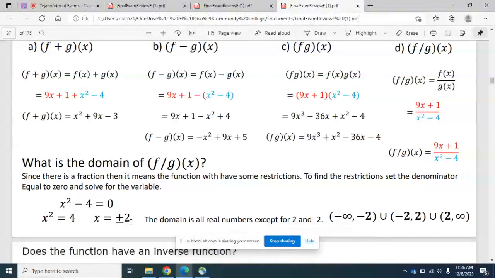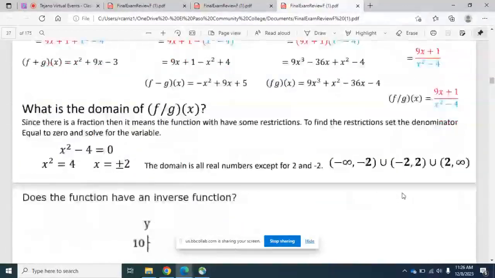So then in interval notation, the domain for this function is from negative infinity to negative 2, union from negative 2 to 2, union from 2 to infinity, because I cannot use a negative 2 and the positive 2. Okay, and we all should be familiar with this. But that's what we're doing. We're reviewing all our knowledge that we did this semester.